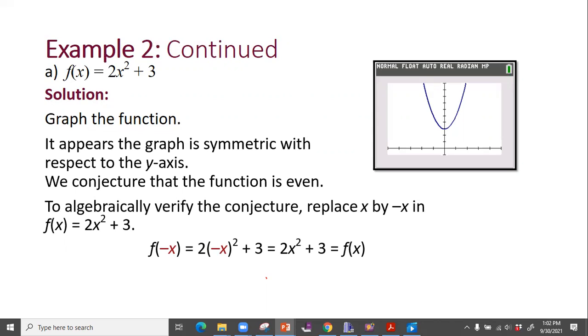even. So notice here when I replace with negative x, I do the math and simplify. It comes back to being itself. And that's how you would algebraically prove that it is even. Now, if it did not come back to itself, that means that your first conjecture was wrong, or you did your math wrong. One of the two.